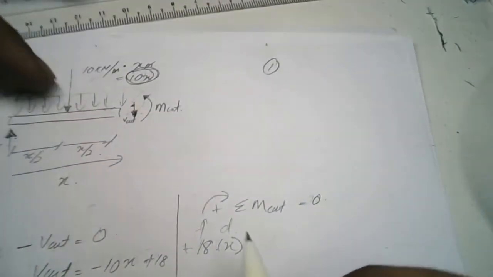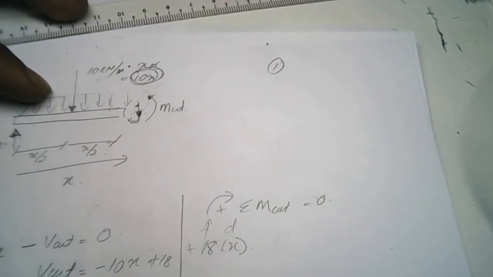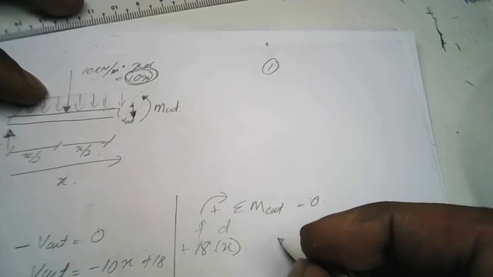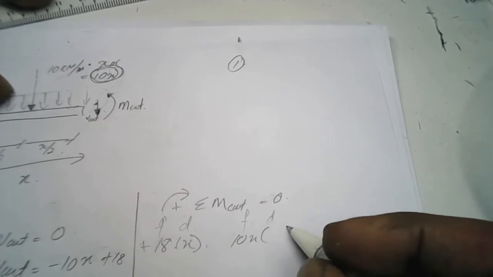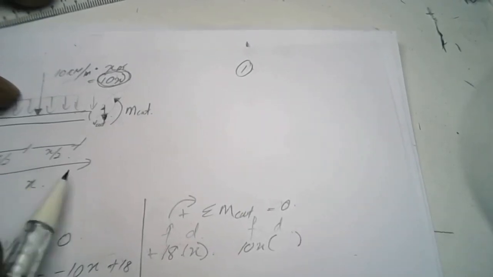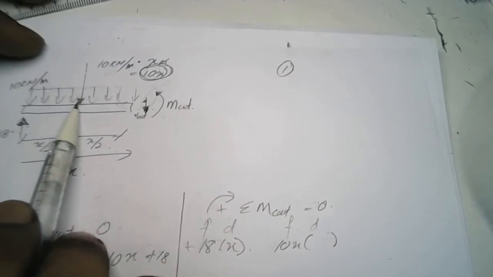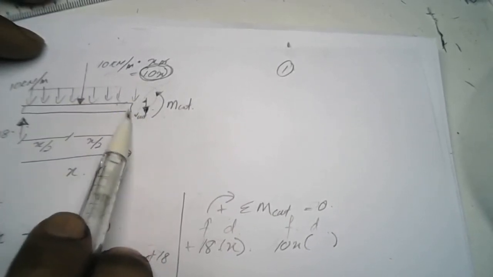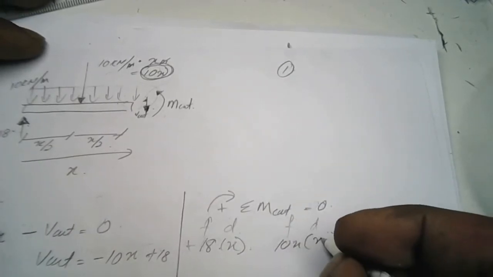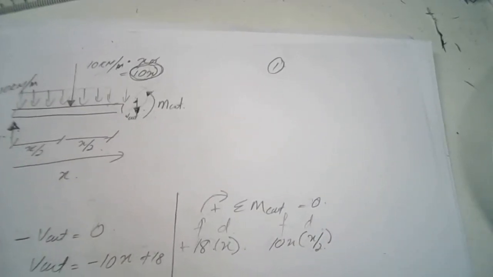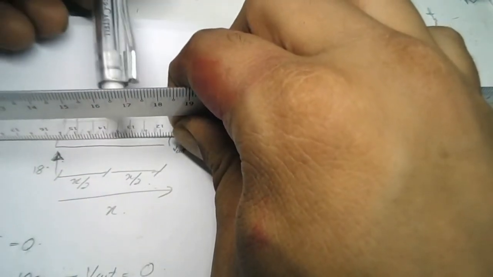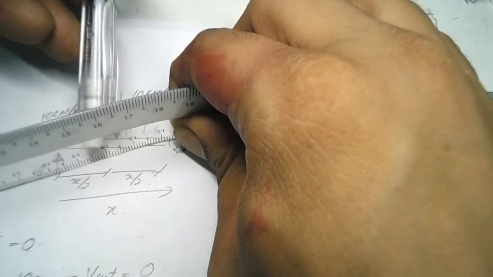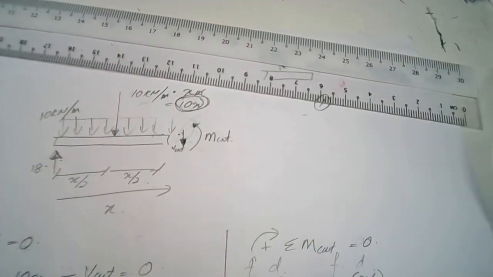So what about the representative force here? We have 10x, multiplied by the distance x over 2 from the representative force to our cut point. So we have x over 2. There is a force downward there, so it is going to be anti-clockwise. Anti-clockwise is against what we have declared, so it becomes negative.